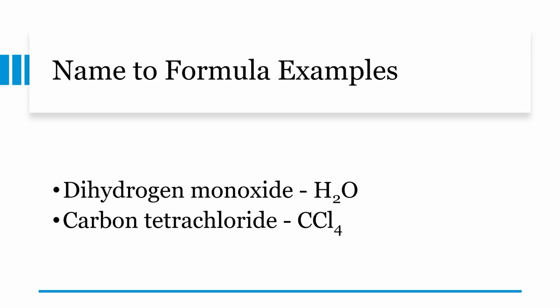Next, we have carbon tetrachloride. So carbon, we do not have a prefix out front, so we assume that it is one. So we have one carbon atom, and then we have tetrachloride. Tetra being four, and our chloride being our chlorine. So we get carbon tetrachloride being CCl4.